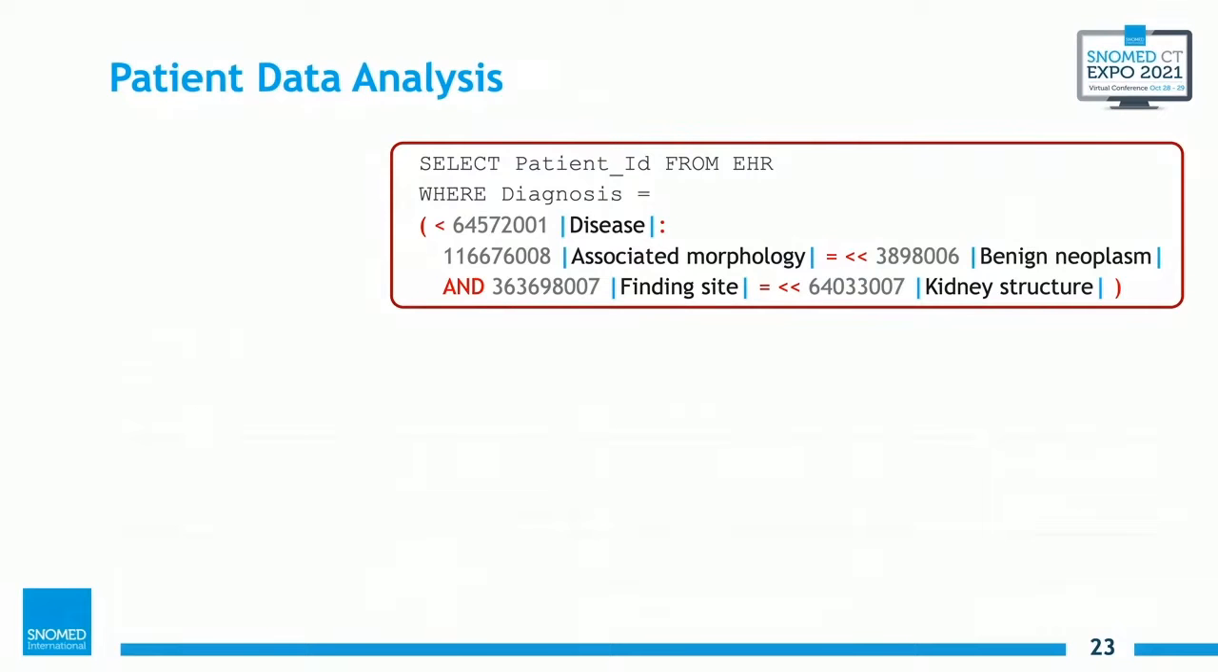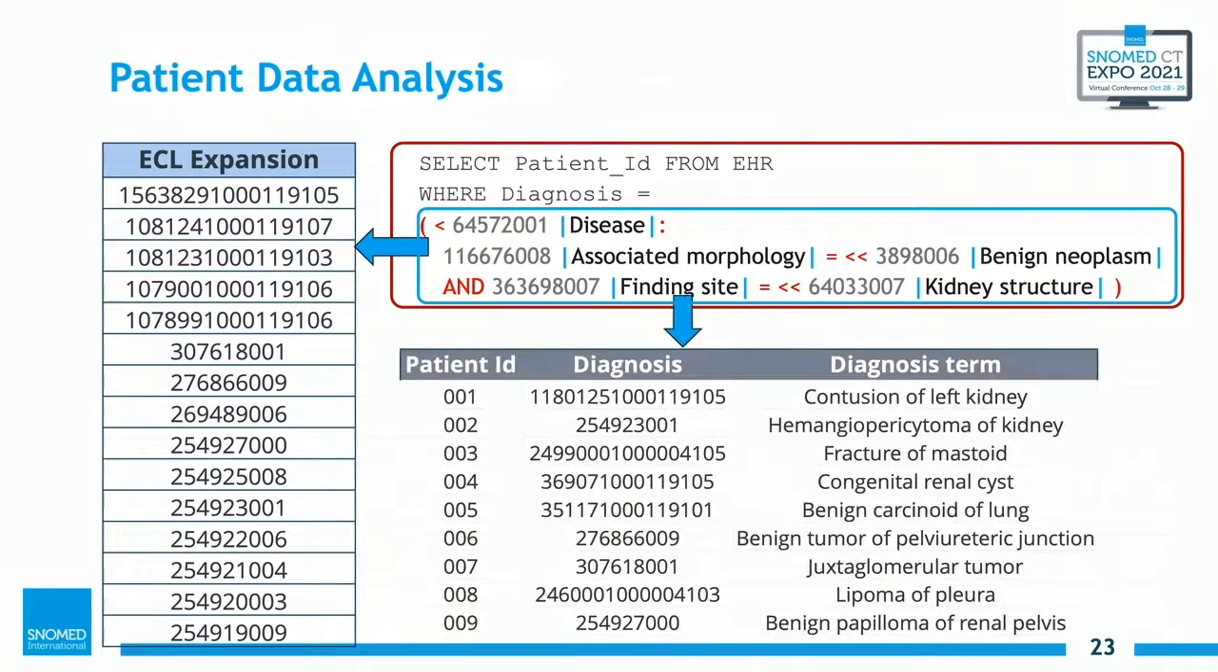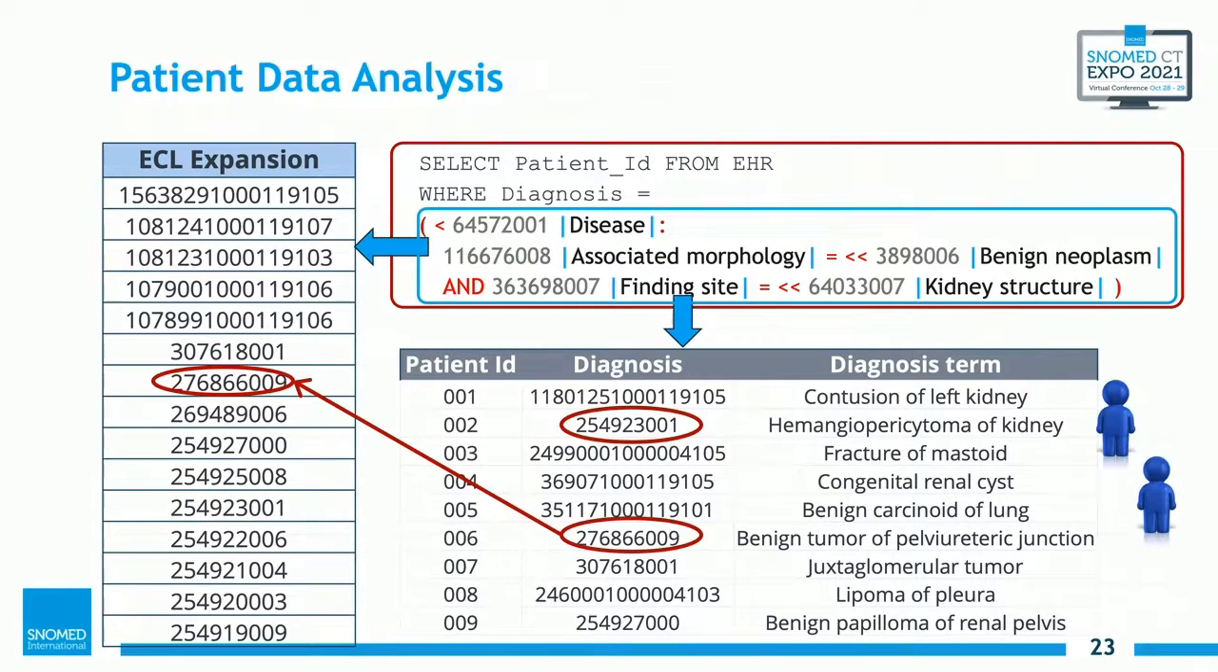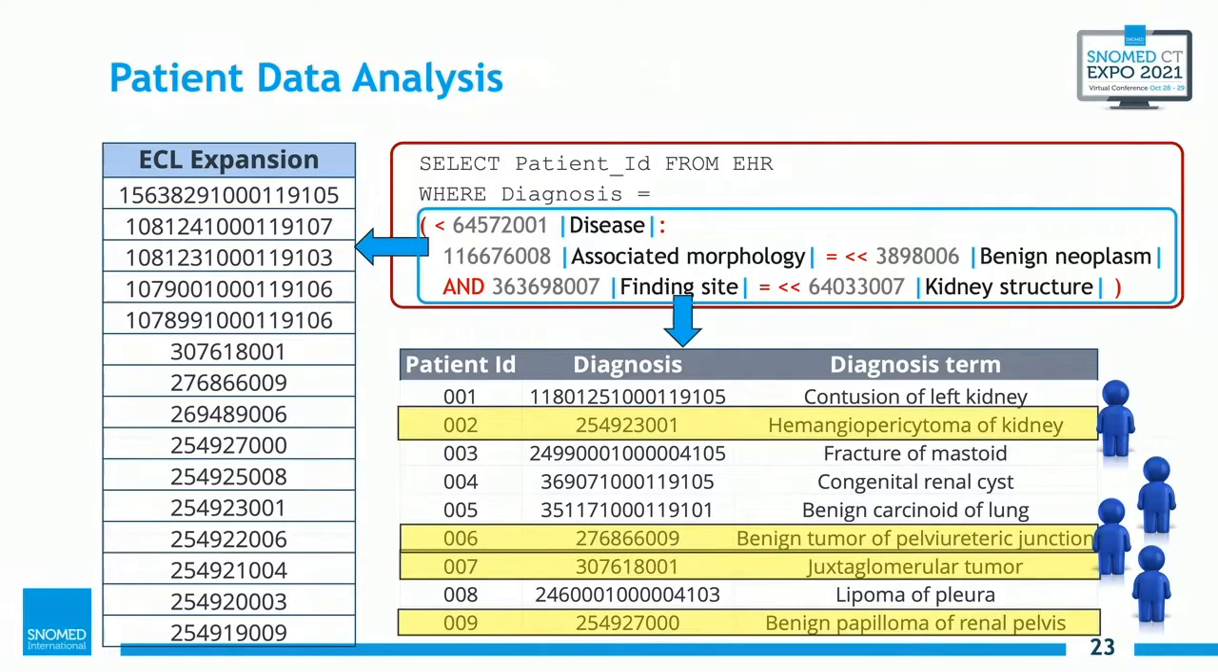Now, we're going to use the ECL query we created before to analyze some patient data. We're going to look for those patients from our EHR where the diagnosis is a benign neoplasm of kidney. So here's our query expansion. We use this expansion and step through our patient records one at a time to check if their diagnosis is in the ECL expansion. And we find that patient 2, patient 6, patient 7, and patient 9 have all been diagnosed with a disease which is considered part of the ECL expansion. And so these patients match the search criteria.